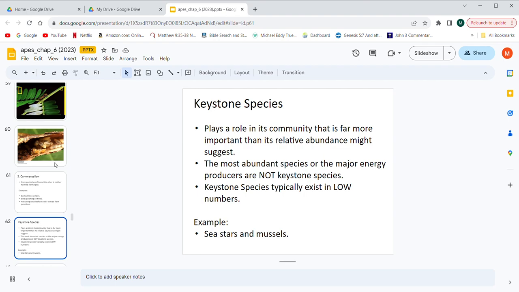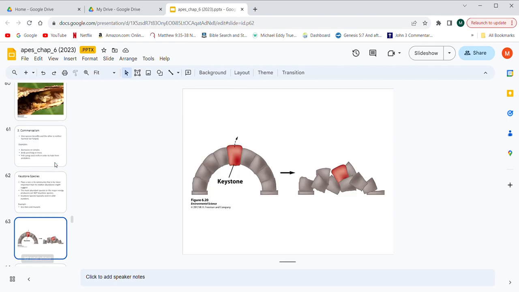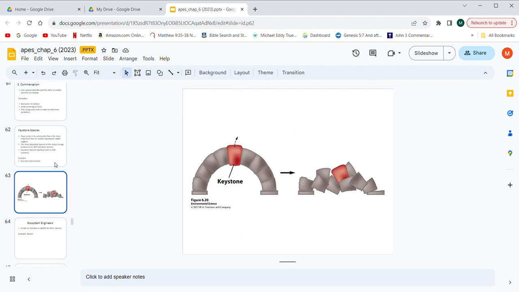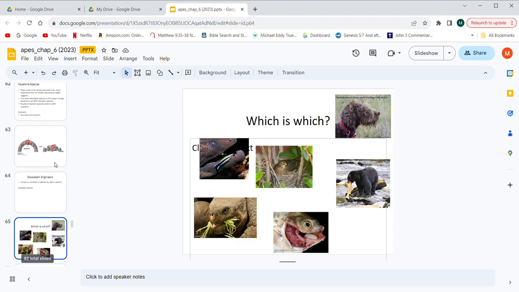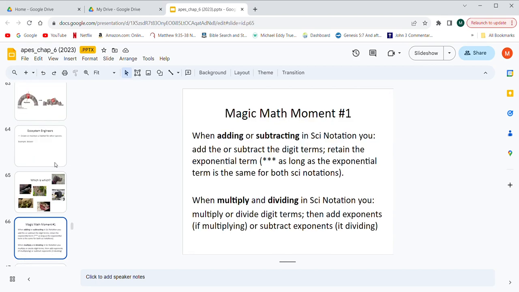We talked about keystone species. They play a disproportionate beneficial role in their environment. They usually exist in low numbers. Without the keystone, the entire arch falls down. Ecosystem engineers are another name for this. Beavers are an ecosystem engineer.